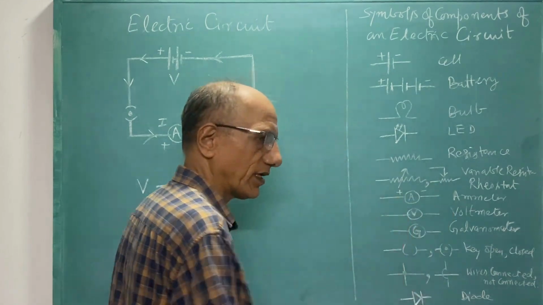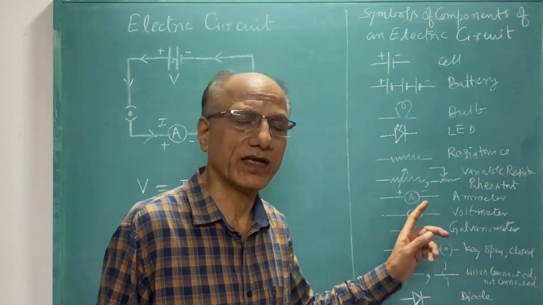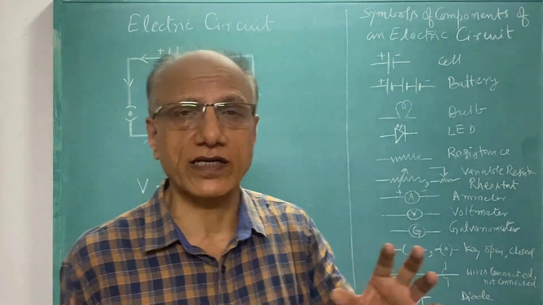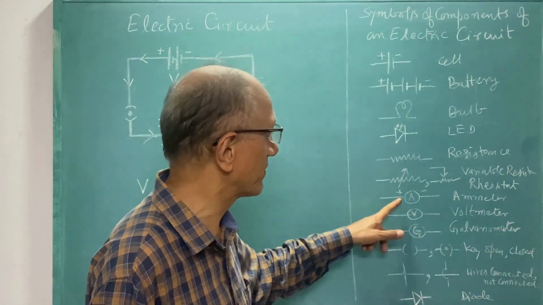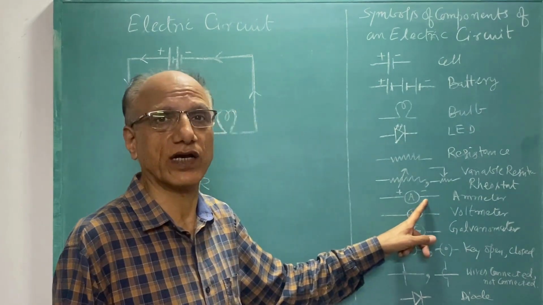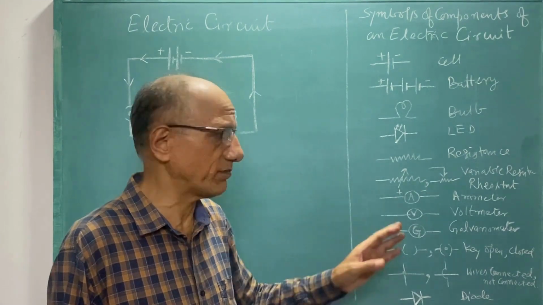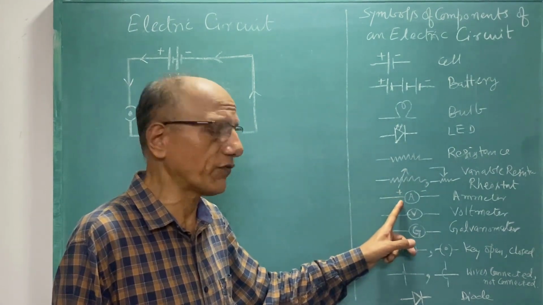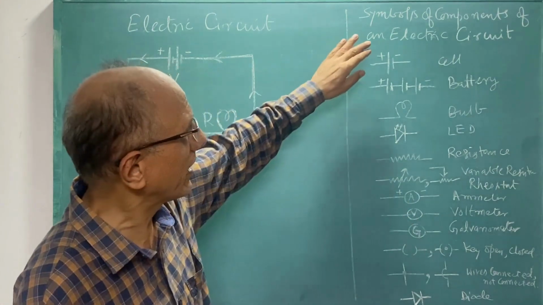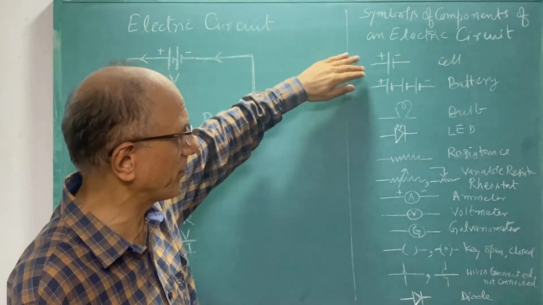The red one is positive and the black one is negative. Although these are not really positive or negative, you have to connect this to the positive terminal of the battery source and this you have to connect with the negative terminal. Although they are not positively or negatively charged, you have to connect the red one in the circuit to the positive side of the battery.